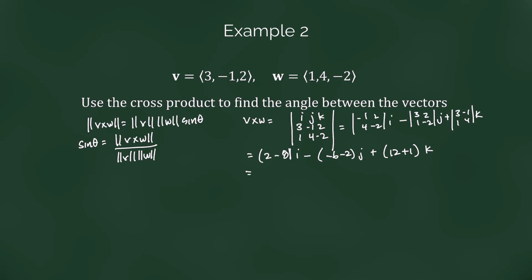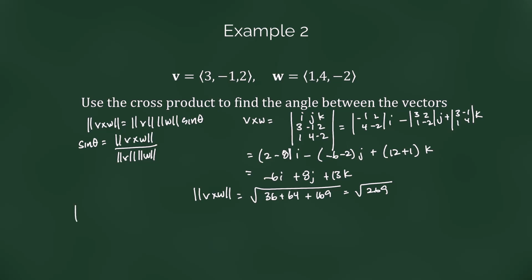which is the vector negative 6i plus 8j plus 13k. And so now we can take the magnitude of that. The magnitude of v cross w is going to be the square root of 36 plus 64 plus 169, which is the square root of 269.